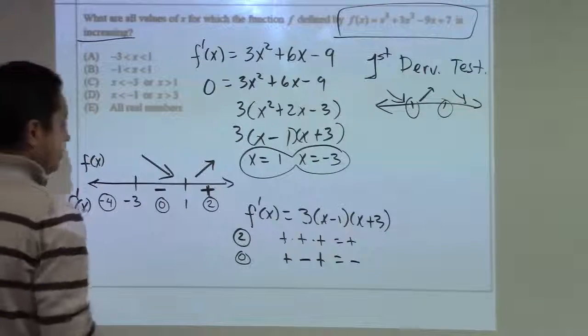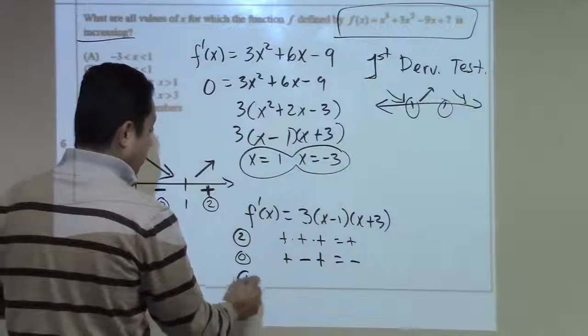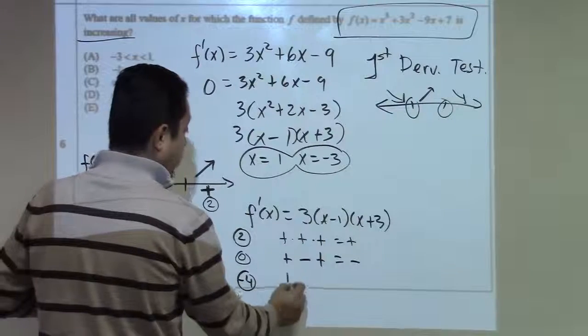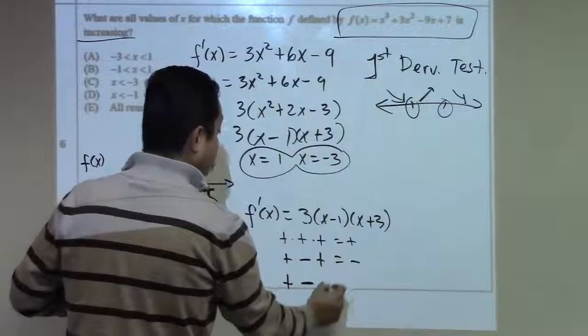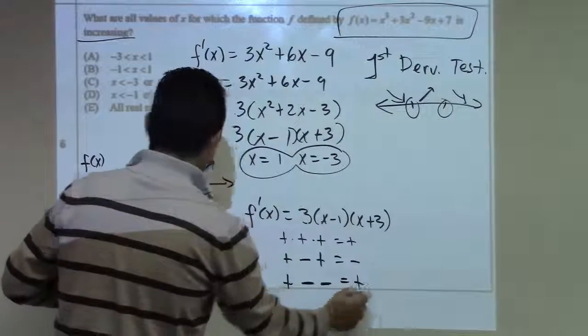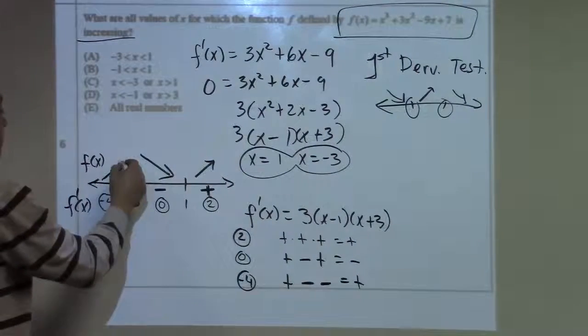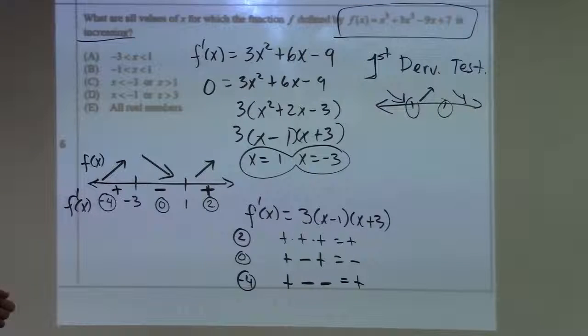And then finally, I'm going to test negative 4. Negative 4. The 3 is still positive. Negative 4 is still negative. Negative 4 over here is another negative. And that will give me something that is positive. So this is positive. So right here is increasing.